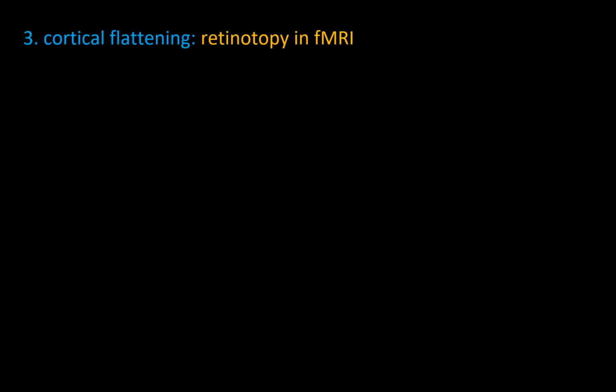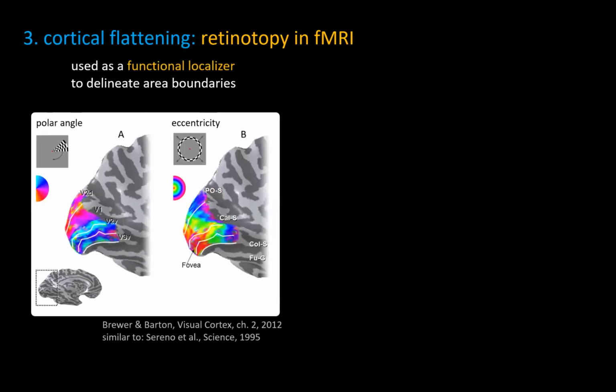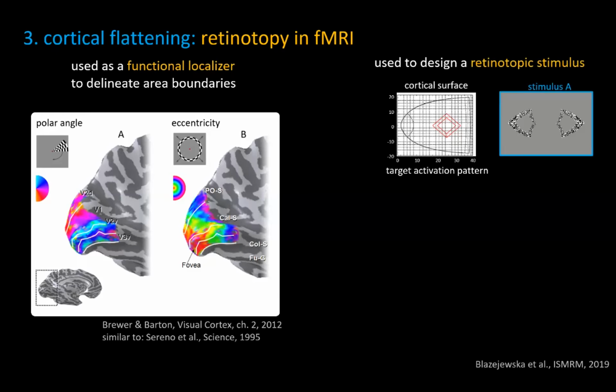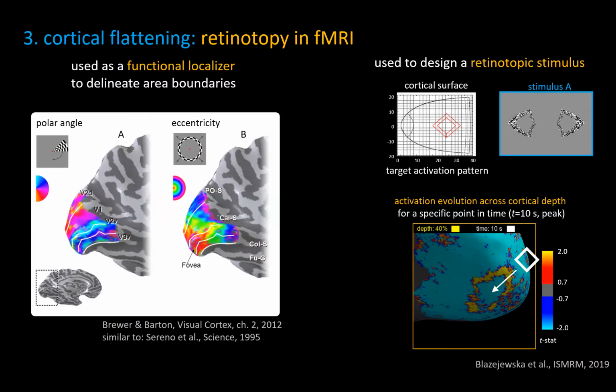And retinotopy is widely used. These are a couple of more modern examples from fMRI studies. It's used as a functional localizer, as you can see here, to delineate the boundaries of different areas. It can also be used to design experiments and specific types of stimulus, like in John's paper, or in this work from our study, where we designed the diamond stimulus. We wanted it to look on the cortical surface like you can see on the left, so we showed the subject what you see on the right, and it works.